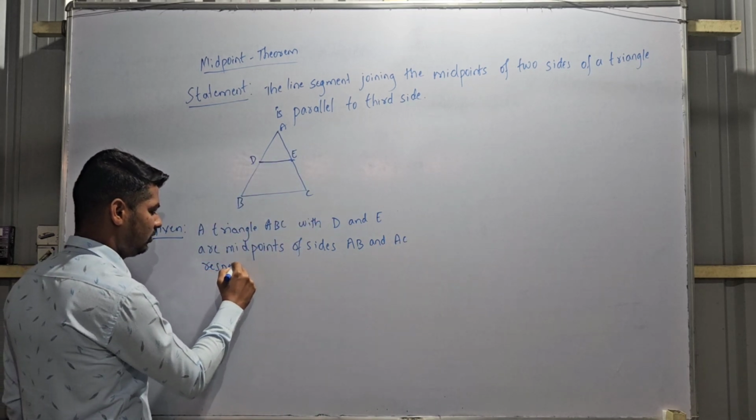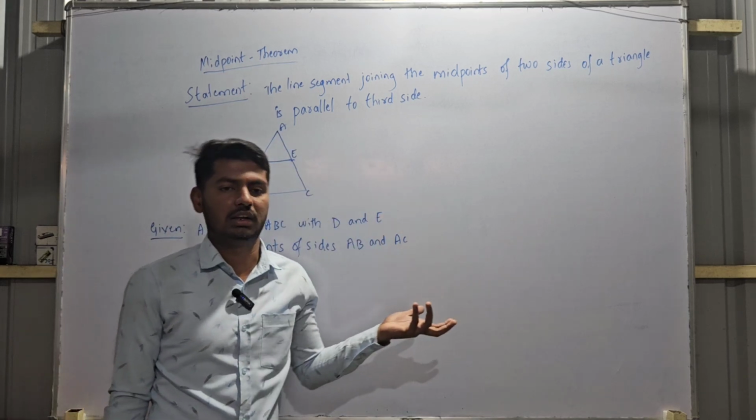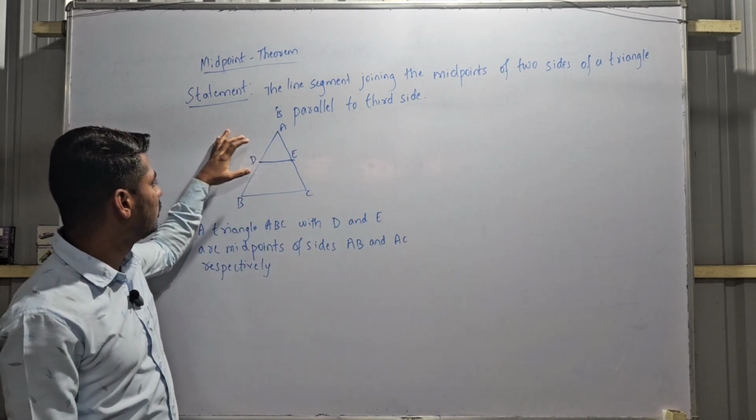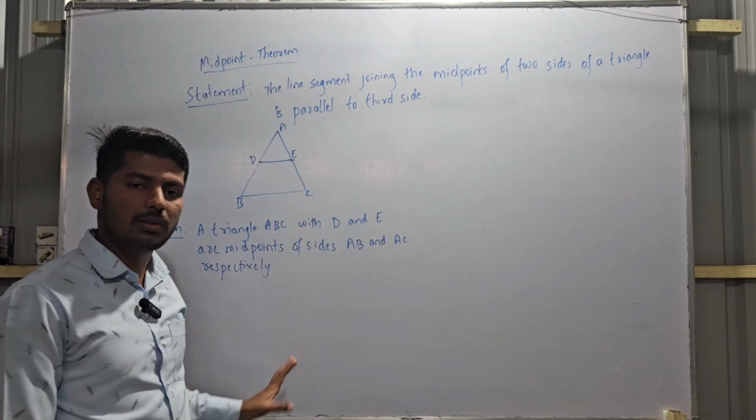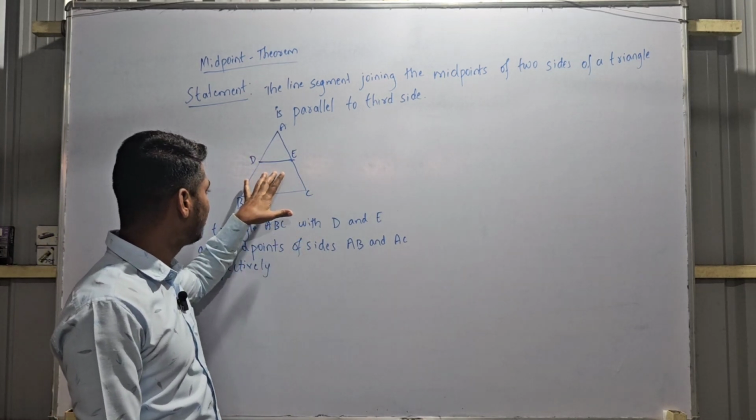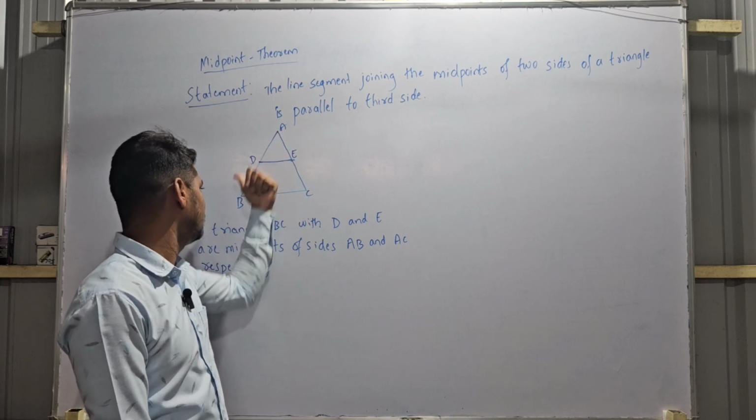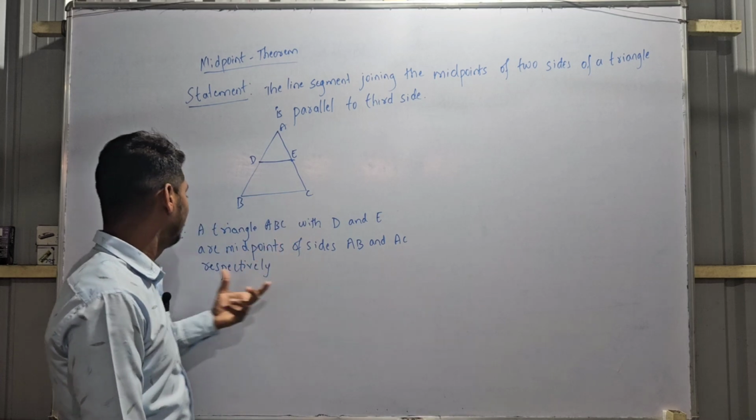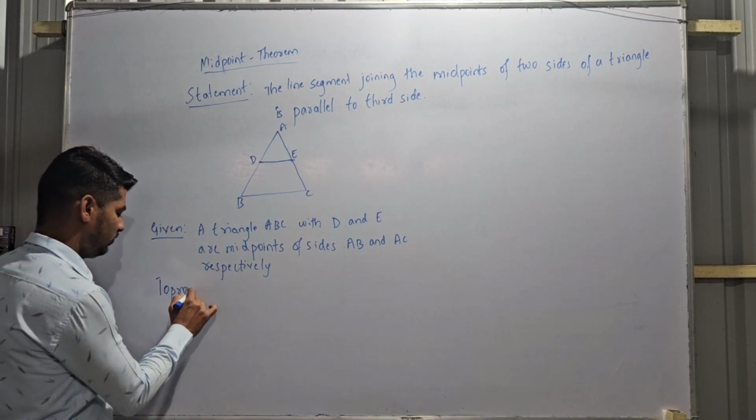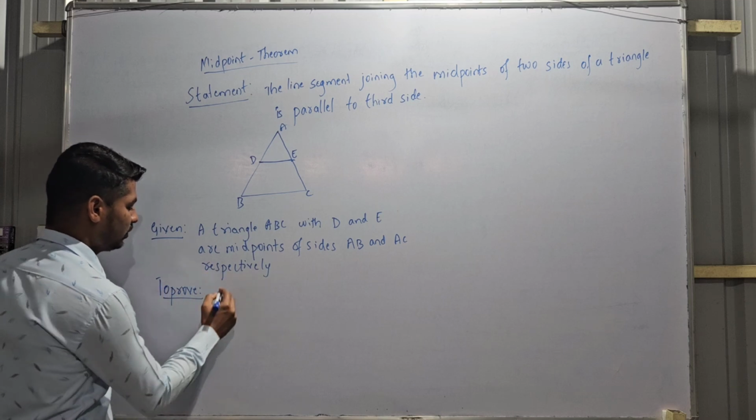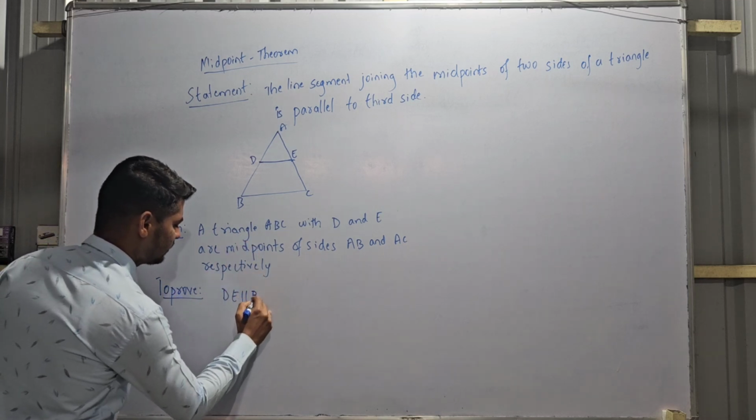They have been given a triangle and we need to prove that, and also they have given that D and E are the midpoints. D and E are the midpoints of the sides AB and AC of the triangle ABC. So here, what we need to prove is that DE is parallel to BC.